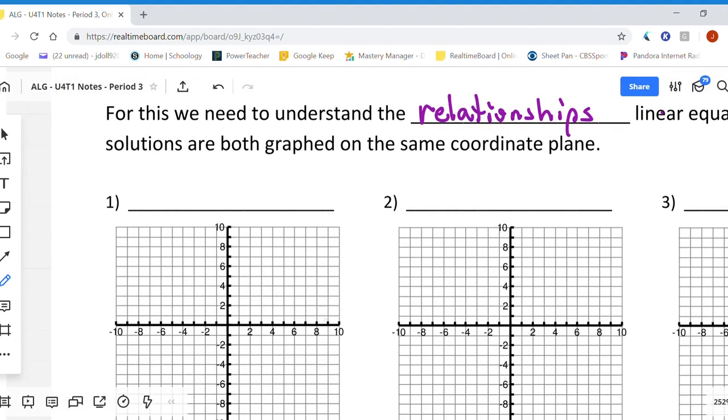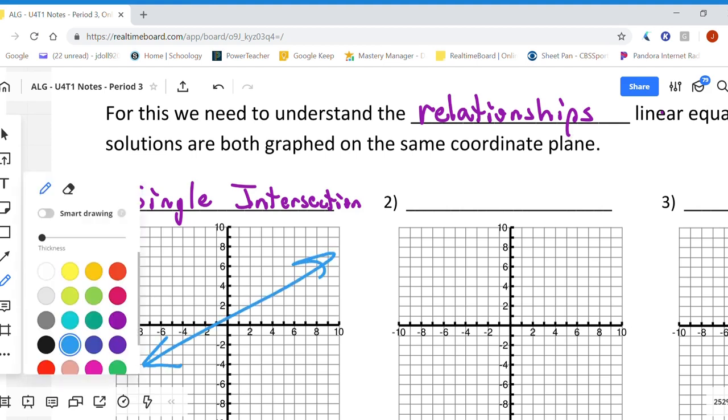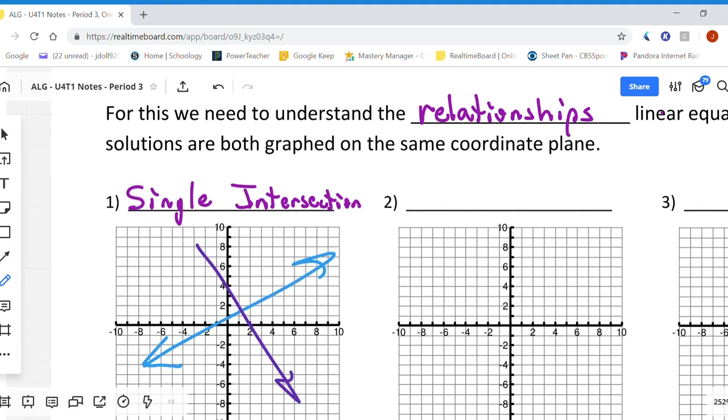So we've already seen the first one is that there can be a single intersection. Single intersection is exactly what we just saw. We have 2 lines here, one going this way, another going this way, and they will intersect once and only once, right?